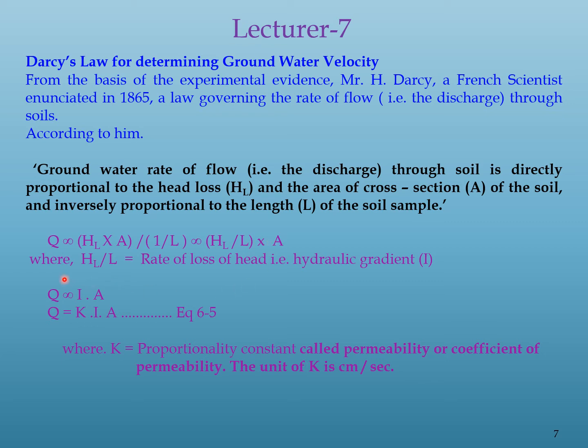Also we know HL by L is the hydraulic gradient I. So we can write Q proportional to I into A, replacing HL by L with I. If we use a constant of proportionality K in this equation, we can write Q equal to KIA, where K is the proportionality constant, which is also called permeability or coefficient of permeability. The unit of this K will be centimeter per second.